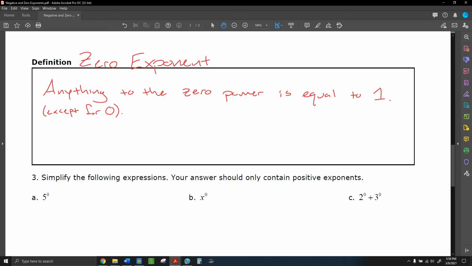So a couple examples, if we were to say like 9 to the 0 power, that would be equal to 1. You can use variables too. So z to the 0 power is equal to 1. You can even have a large grouping, so like 5xyz. If that's all raised to the 0 power, that's equal to 1. So let's get some practice.